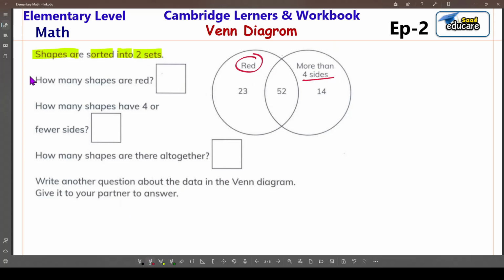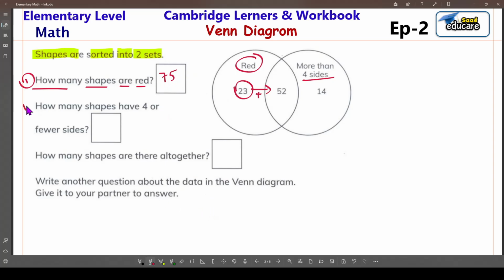So our first question, number 1: how many shapes are red? Maximum students make a mistake here. There are two circles, but most students usually write 23, and they forget these 52 also are included in this red circle, right? So we should make a summation. So 23 plus 52, it will be 75, right?